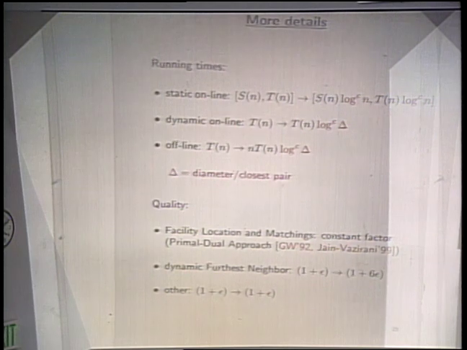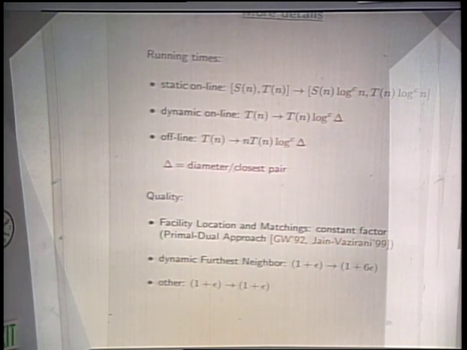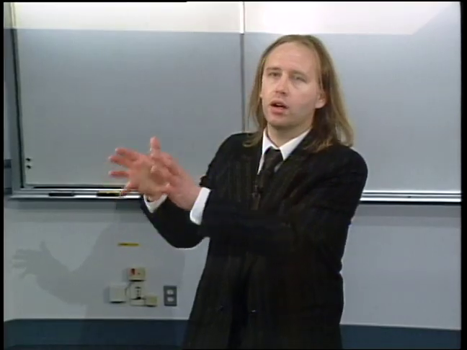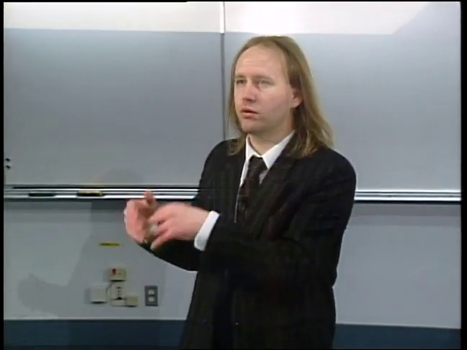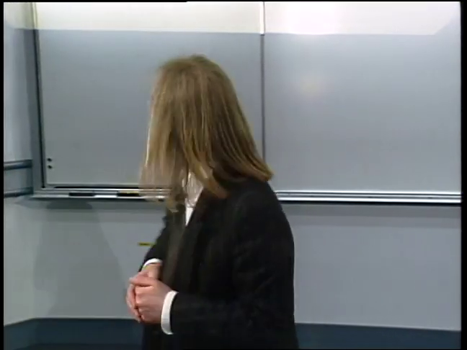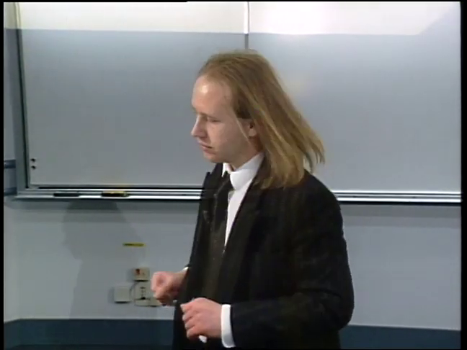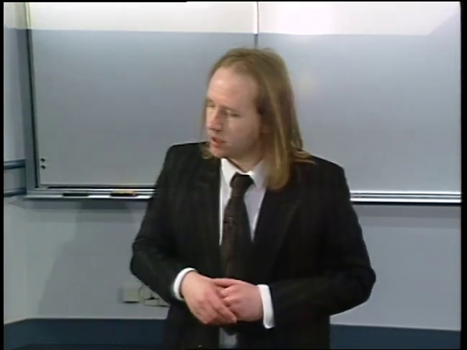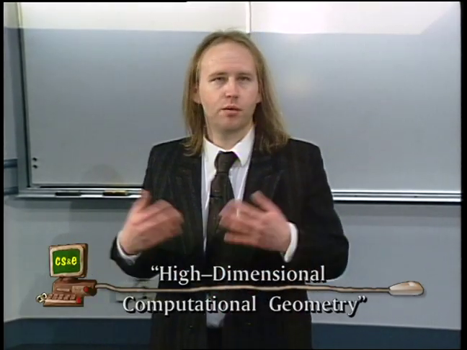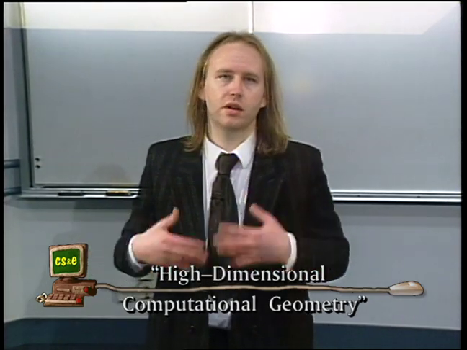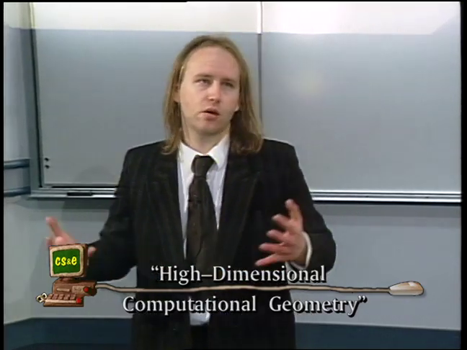And as far as the quality of approximation goes, it varies from problem to problem. In most cases, the quality is the same. If you have an epsilon algorithm for the near neighbor, we also get an epsilon algorithm for the problem which we want to solve. One exception is dynamic furthest neighbor, in which case we get this result. Another exceptions are matchings and facility location problems, in which we are effectively implementing existing approximation algorithms in our nearest neighbor framework, and those algorithms have constant factors to start from. Therefore we are getting constant factors.